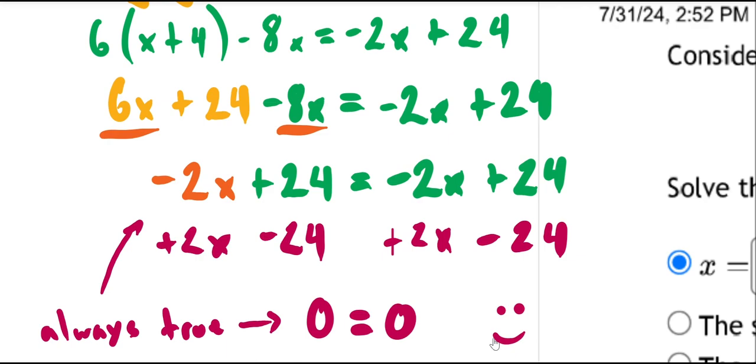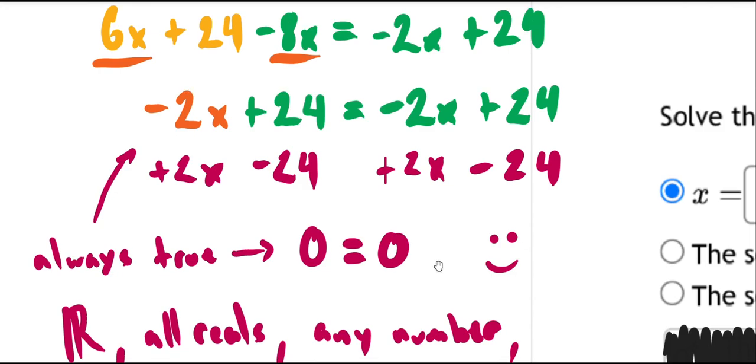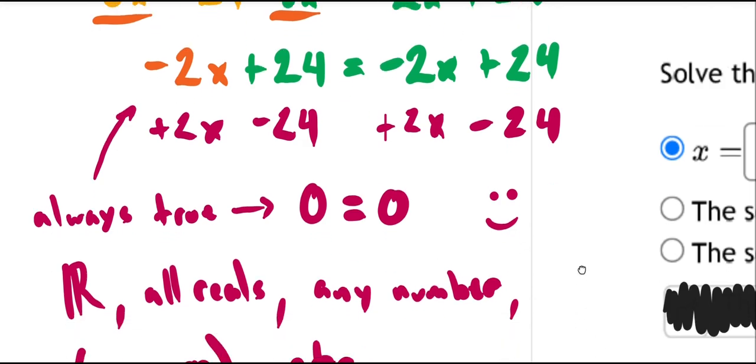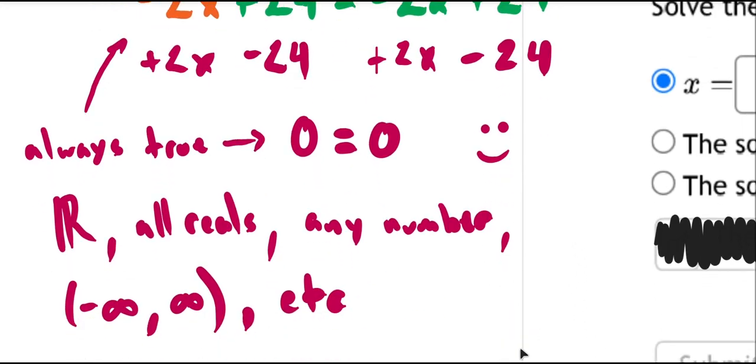This is a tautology, or a statement which is always true no matter what. And that means that it doesn't really matter what x you put in here. The left-hand side and the right-hand side are always going to be equal. We could say this is the real numbers, all reals, any number, negative infinity to positive infinity, and so on.